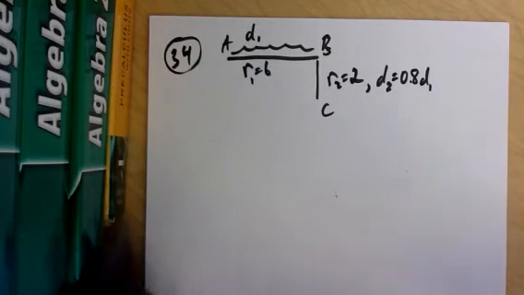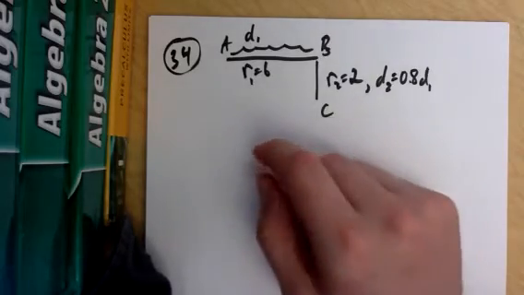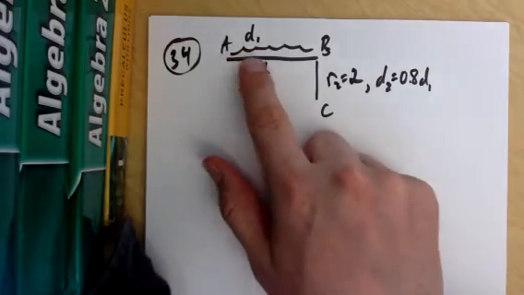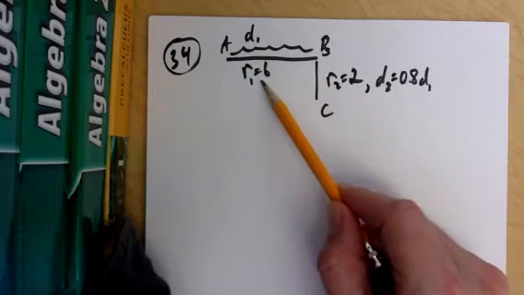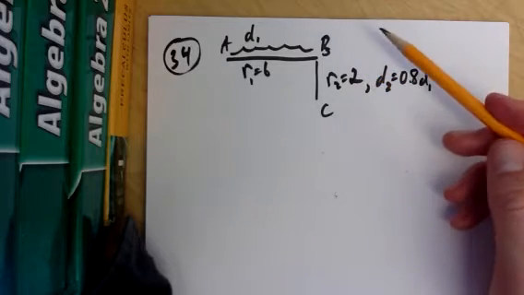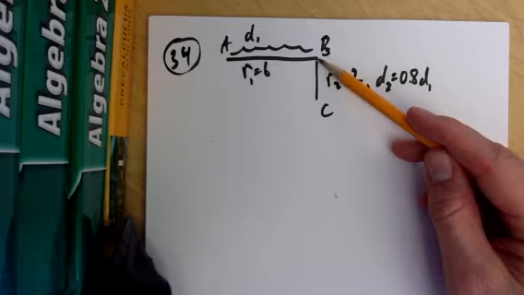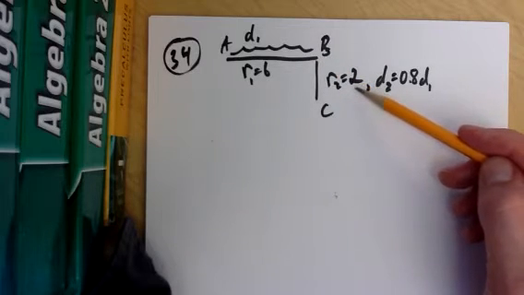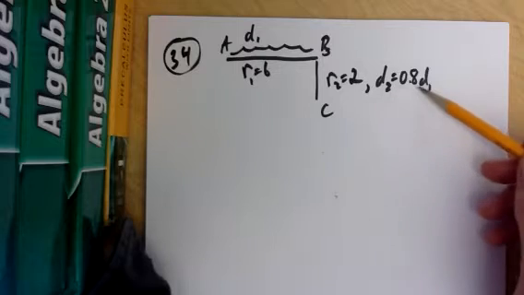This is the solution to Math Level 2 practice exam, problem number 34. So in this problem you have an outdoorsman that travels by canoe from A to B at a certain rate. He or she also travels from point B to C by hiking at a different rate, 2 miles per hour. And there's a different distance.